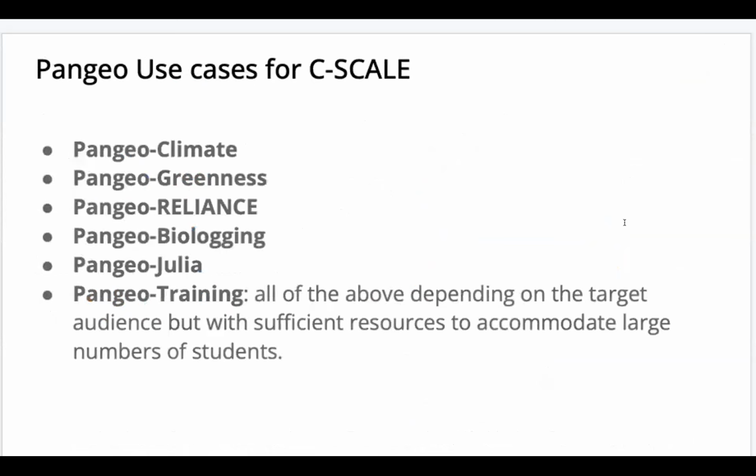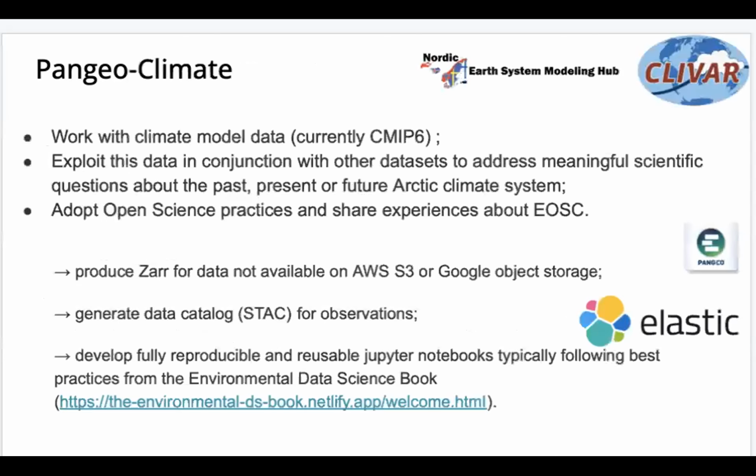And as we said, it's a collection of use cases. We have one use case called Pangeo Climate, another called Greenest, one is Reliance, Biologging, Julia, and Training. I will not say anything about the training, because the training is any one of the above. Each of them can correspond to different deployments. The training is what we use when we are training a large number of students, for instance between 20 or 100 students. So we need sufficient resources, but they are the same kind of deployments.